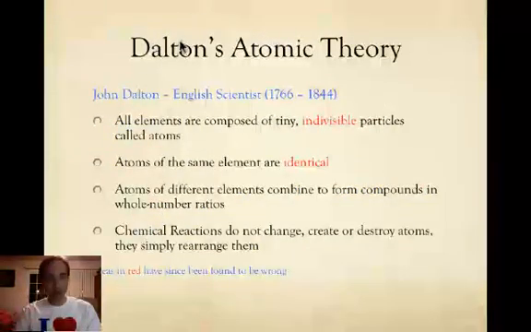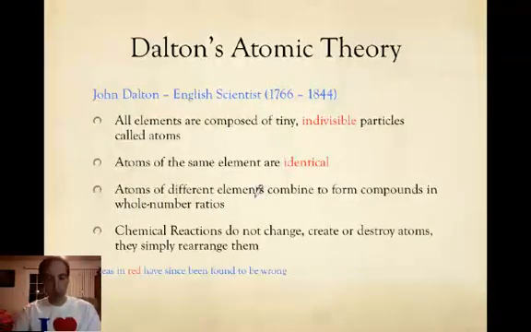Now the guy who basically put together this atomic theory, his name was John Dalton. He's an English scientist who lived between 1766 and 1844. He came up with atomic theory that had 4 different parts. First part was that elements are composed of tiny, indivisible particles. Atoms were second part. Atoms of the same element are identical. Third, atoms of different elements combine to form compounds in whole number ratios.